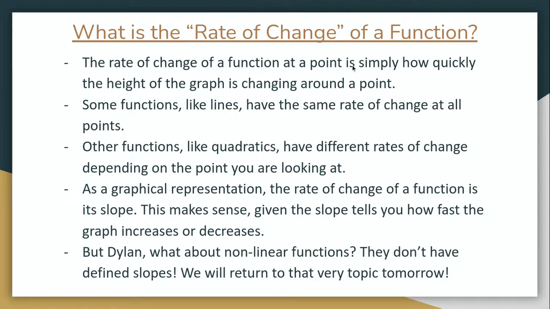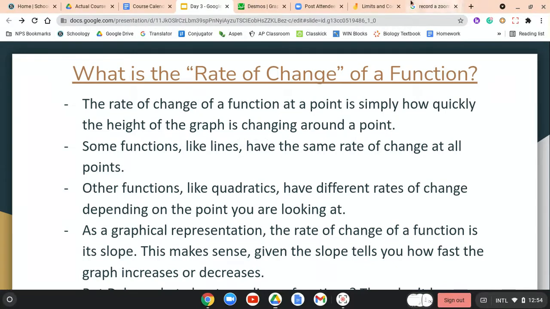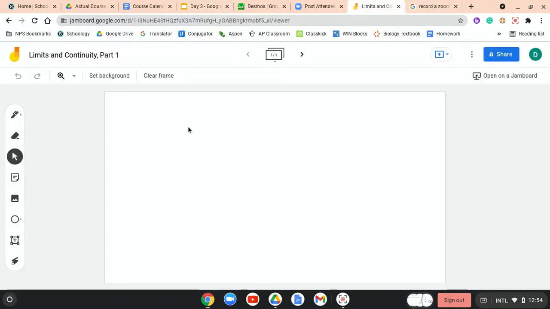All right, so what is the rate of change of a function? The rate of change of a function at a point is simply how quickly the height of the graph is changing around a point. To illustrate this, I'll go into Google Jamboard and draw a graph of some function. If we said that the rate of change of the function at a certain point tells us how quickly the height of the graph is changing, we can already get a feel for what the rate of change is going to look like if I point to certain points.